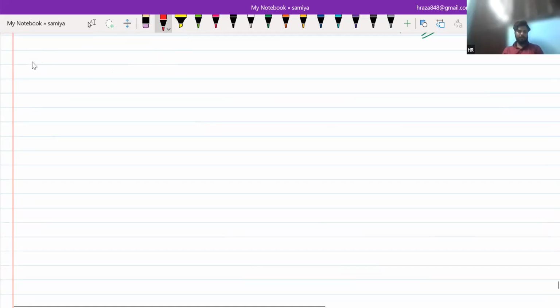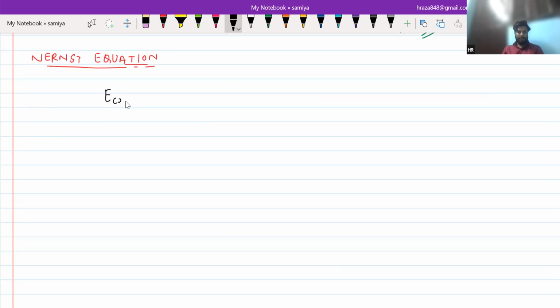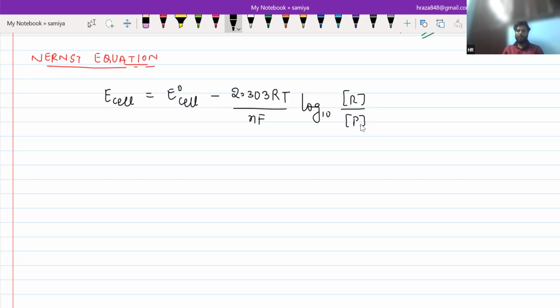Now see, the Nernst equation. For a reaction, we are going to write E cell. There is a formula: E cell equals E naught cell minus 2.303 RT upon nF, log to the base 10 of the concentration of reactant upon product.